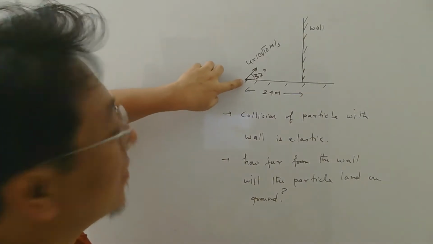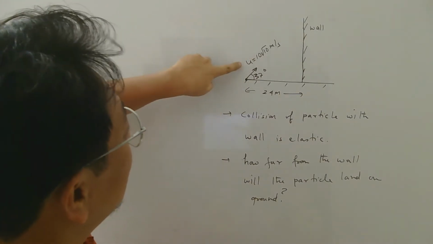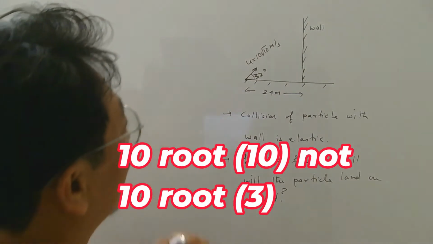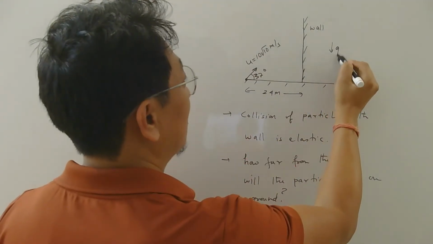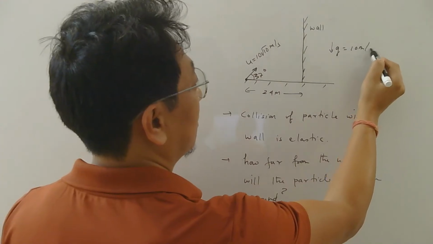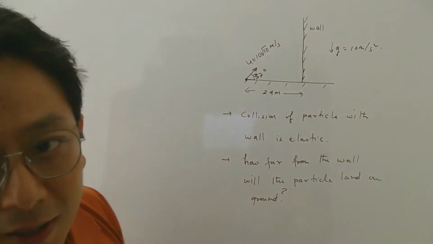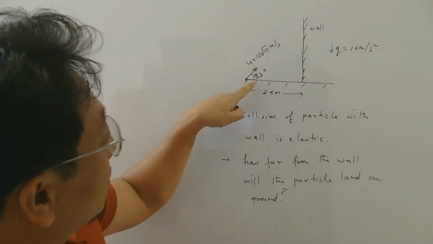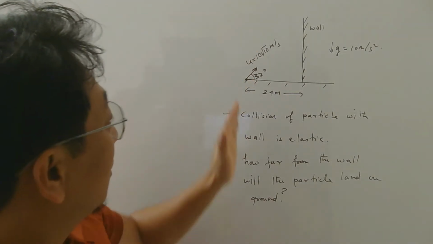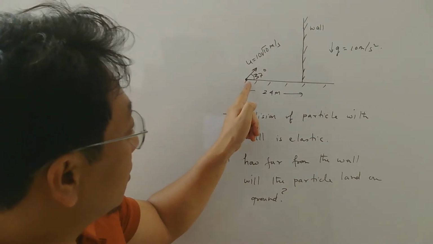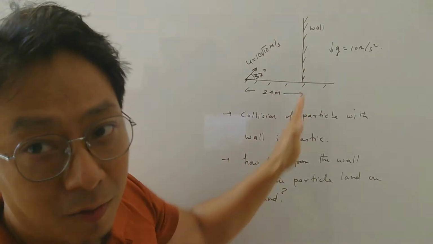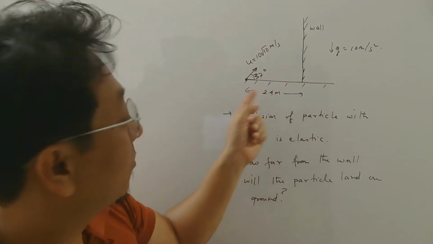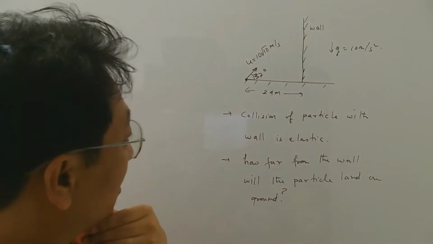So a particle is thrown with initial velocity 10 root 3 meters per second, and gravity is down, and the acceleration of gravity is taken to be 10 meters per second square, and the angle of projection is 37 degrees. Now from the point of projection there is a long vertical wall which is at a distance of 24 meters from the point of projection.